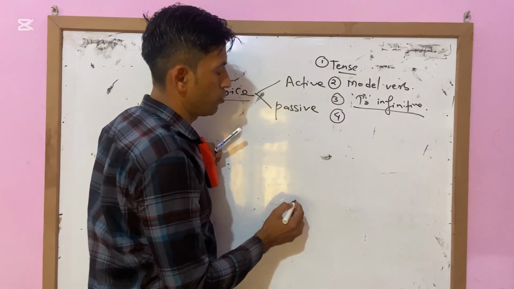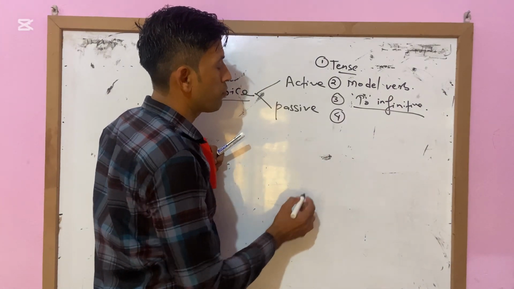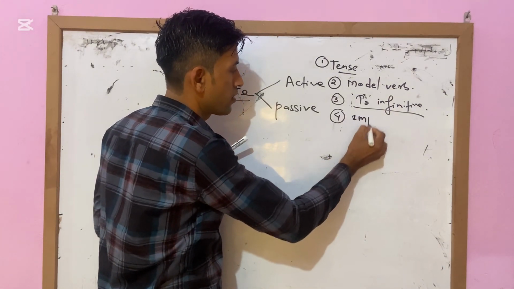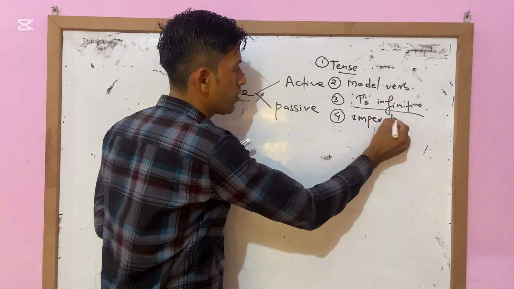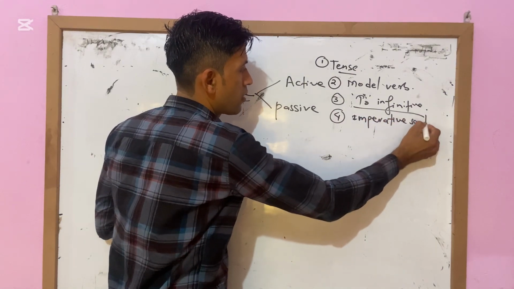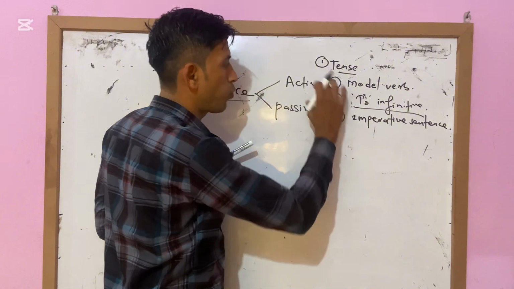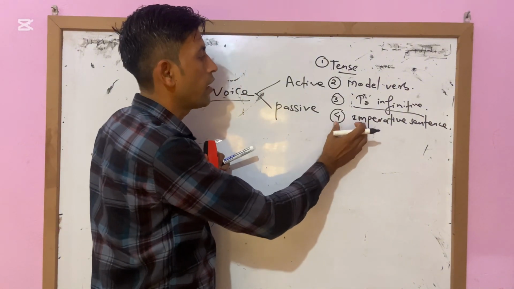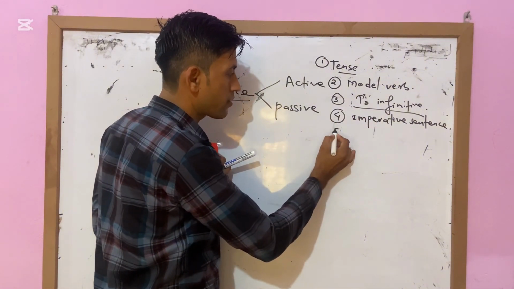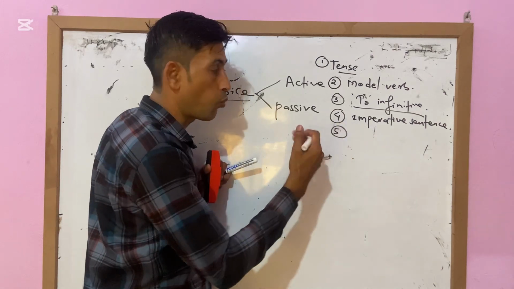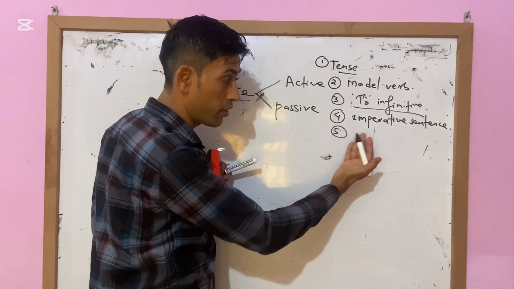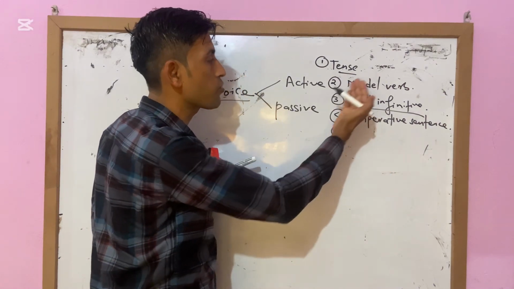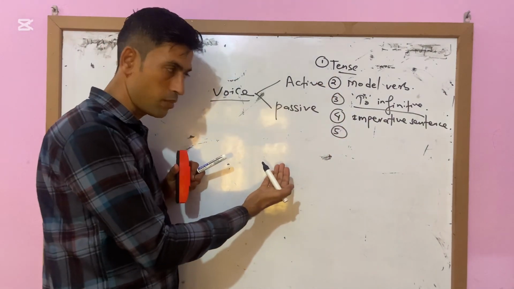Number four, imperative sentence. Active voice in imperative sentence. Advice is given, warning is given, offer is given in imperative sentence. How can we change active to passive voice?